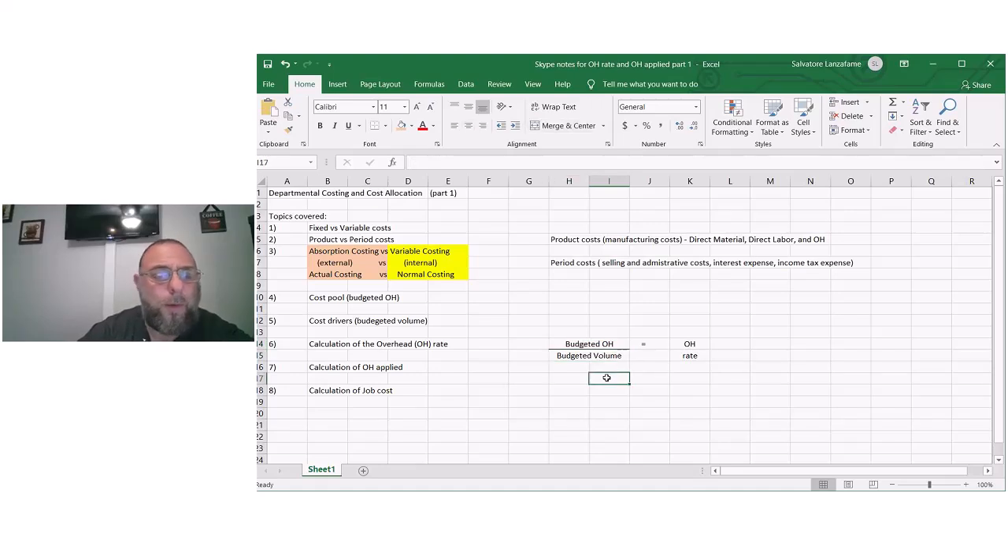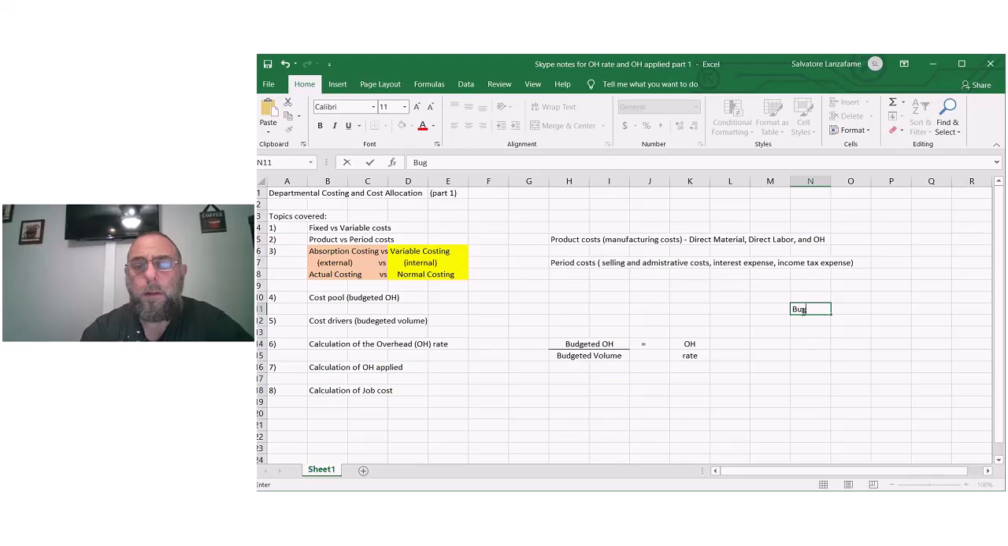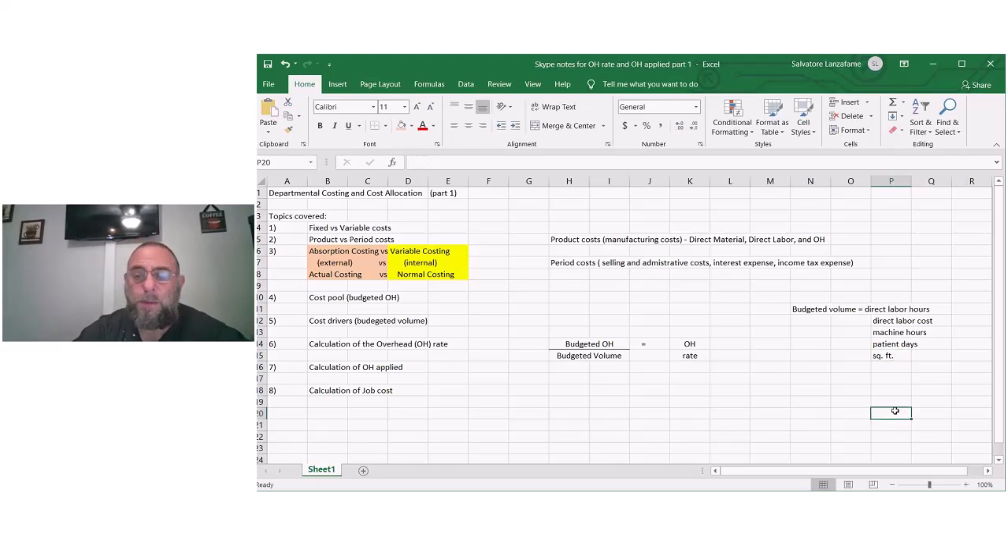So what exactly is a cost driver? What exactly is budgeted volume? Budgeted volume could be a whole lot of different things. It could be direct labor hours, direct labor costs, machine hours, square footage. It could be number of patients, patient days, square feet. There's a lot of different volumes that could be used.